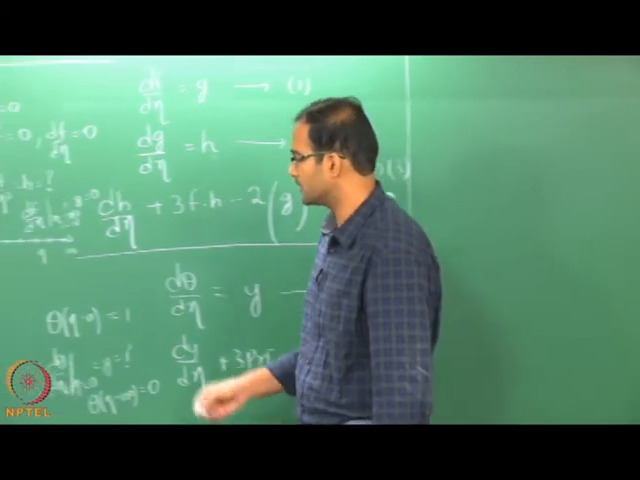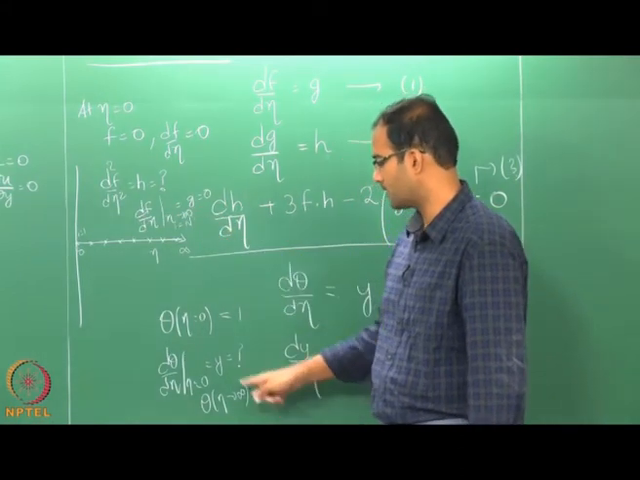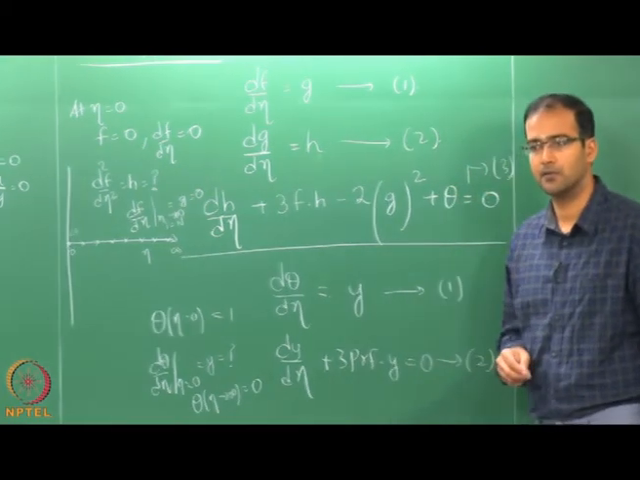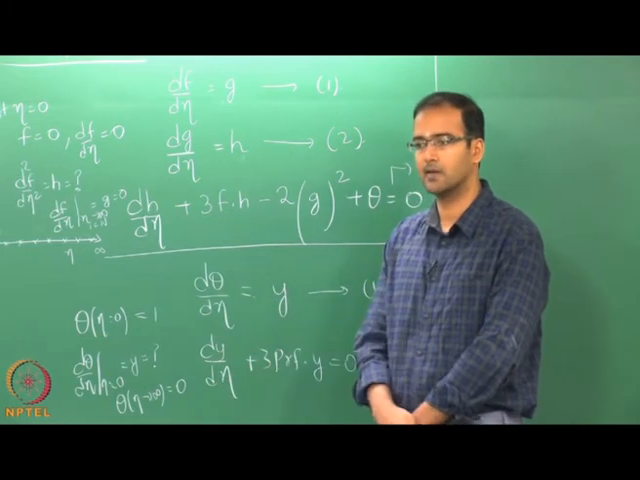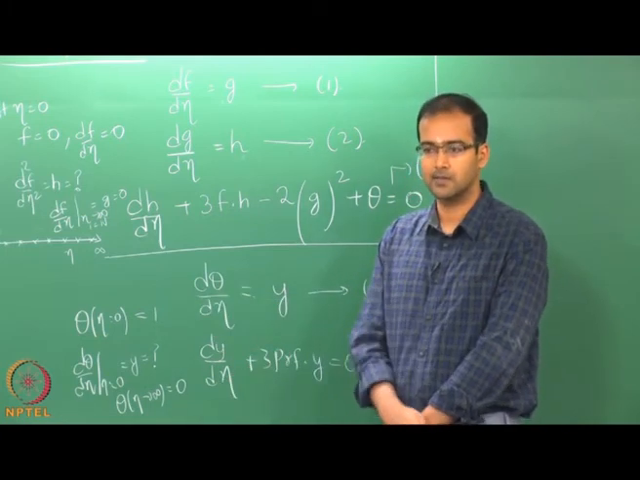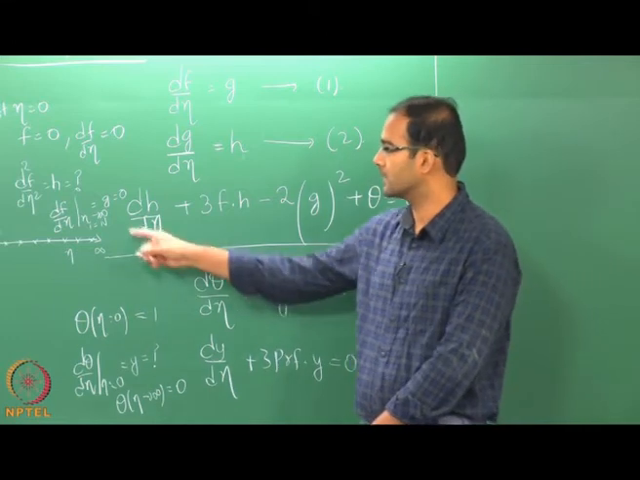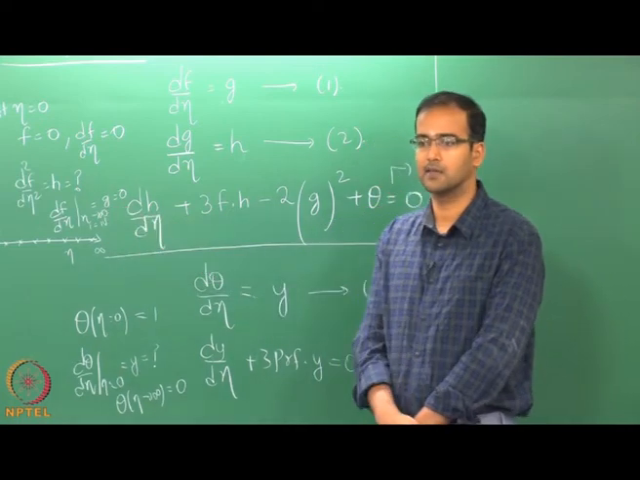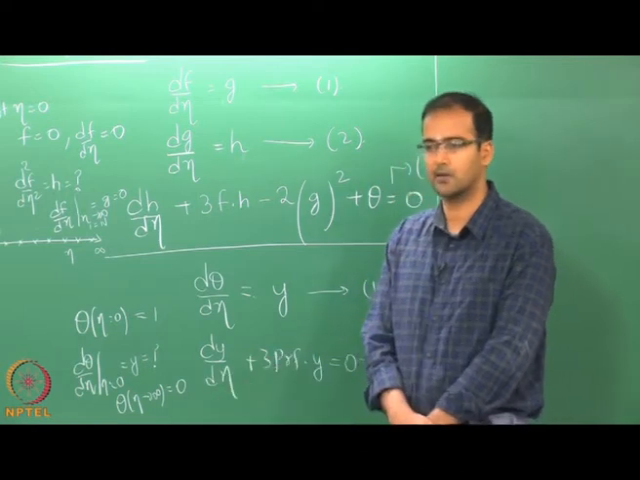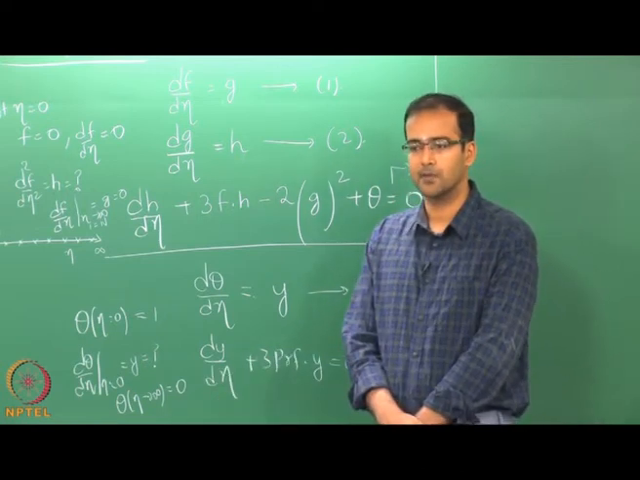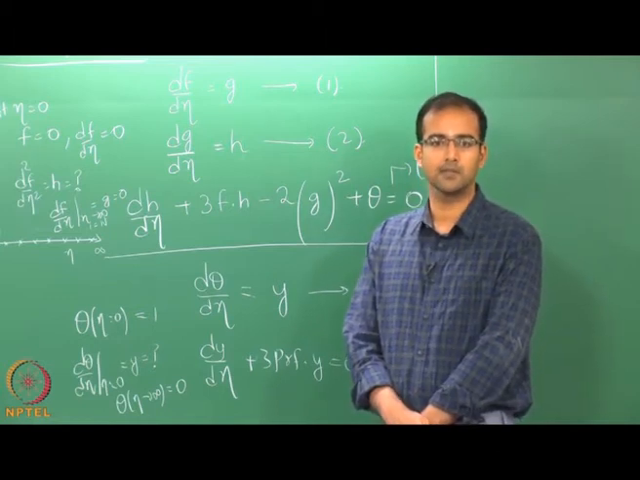When you solve this, the problem is you again do not know the boundary condition for h here and also for y here. Therefore, you have to shoot a guess for h and also for y, and then use Newton-Raphson to make a more accurate estimate of these boundary conditions, provided you satisfy the condition that g at eta going to infinity is equal to 0. Similarly, here theta at eta going to infinity is equal to 0. Once you satisfy these conditions, that means you have reached a final converged solution.